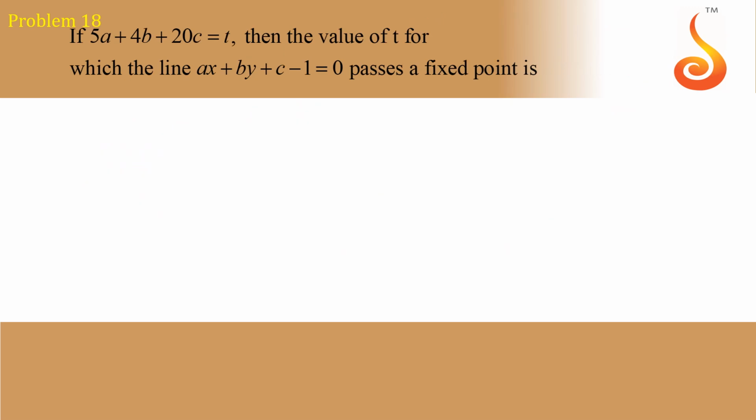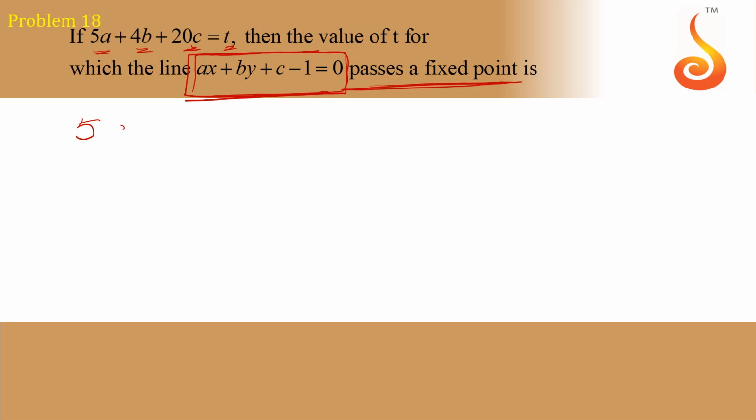Problem number 18. If 5a plus 4b plus 20c equal to t, then find the value of t for which the line ax plus by plus c minus 1 equal to 0 passes through a fixed point. The line given is ax plus by plus c minus 1 equal to 0. Here a, b, c and t, so 4 parameters are given. We should have a value for t so that only 2 parameters remain. Okay, let us do like this. Let us try to convert the condition into this line equation form.